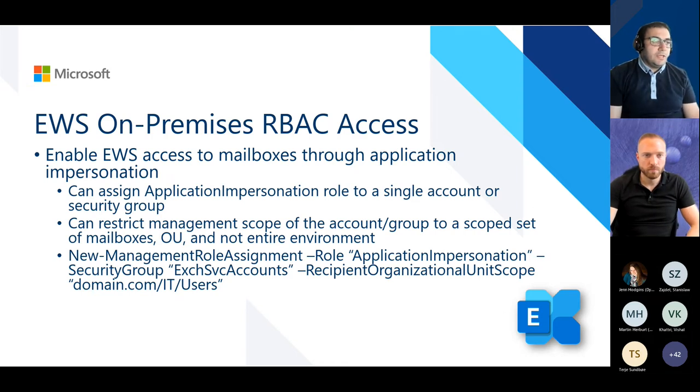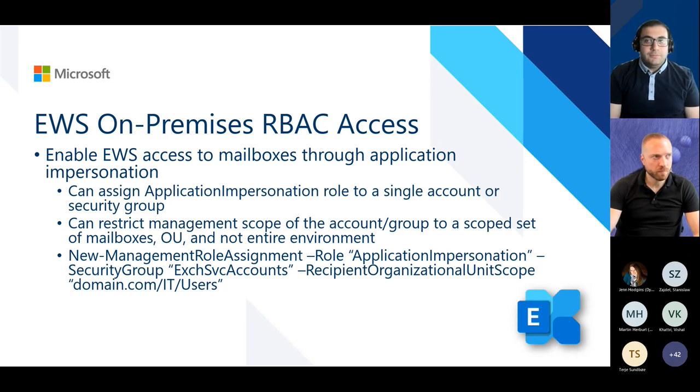So you can restrict the management scope of the account or group to a particular set of mailboxes in an OU, to not allow access to the entire environment. That's how you control it from a security standpoint there. You'll see it's the new-ManagementRoleAssignment where you would assign the ApplicationImpersonation role. You can assign it to a particular security group, so a built-in default RBAC group, or if you have a custom set of service accounts that are in a particular security group which you've given access to, you can also assign it to an individual user account as well.